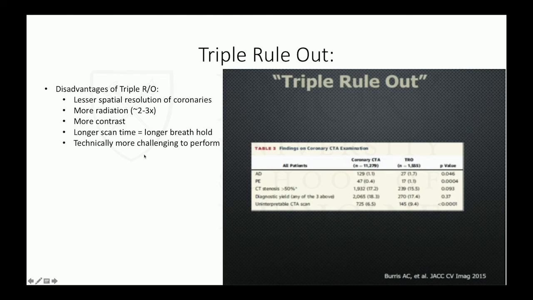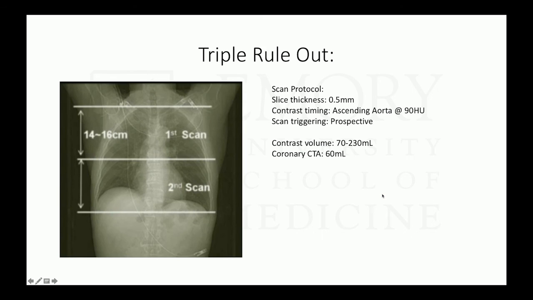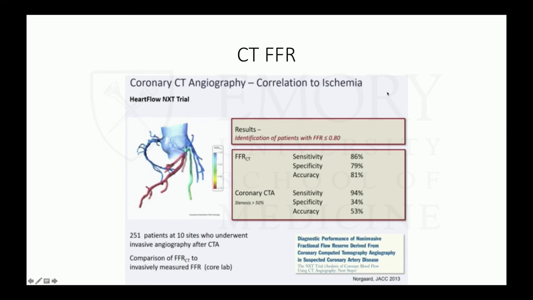It's a more technically challenging scan. It's a longer scan time, meaning the patient's going to be holding their breath longer, and so obviously you're going to get issues again with your sensitivity and your diagnostic yield of CT for coronary disease. And so this is kind of just the protocol. It's essentially double the scan, higher contrast volume, and different timing of when we actually trigger the scan.